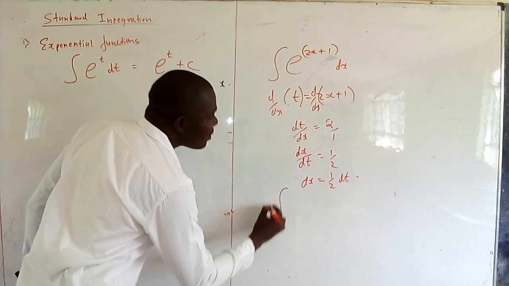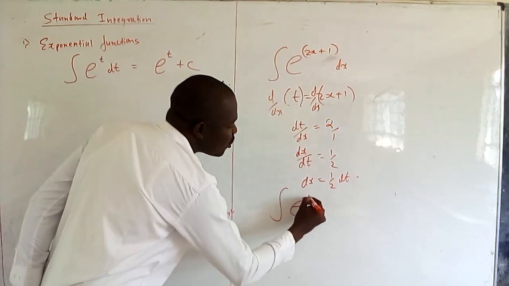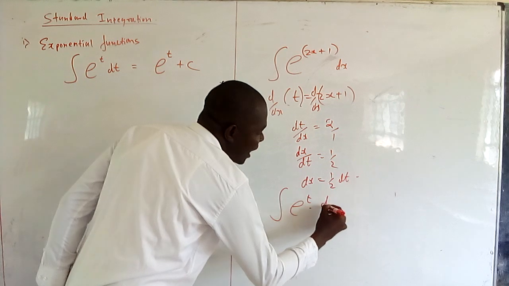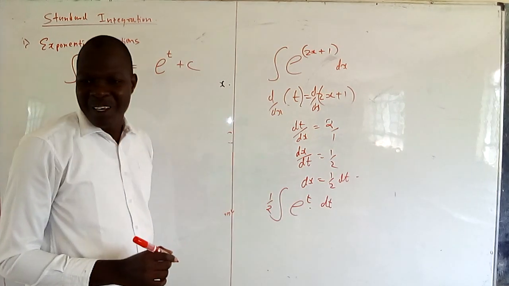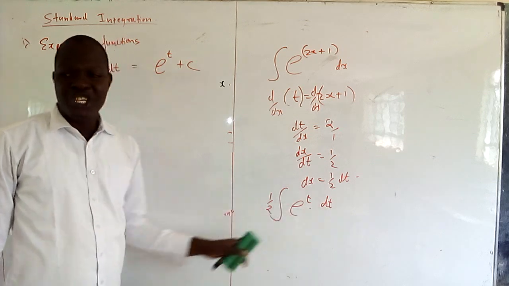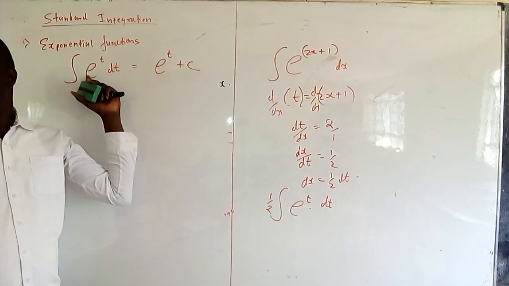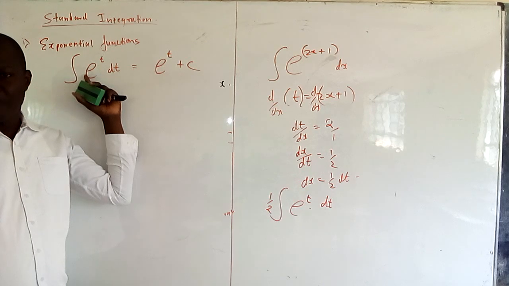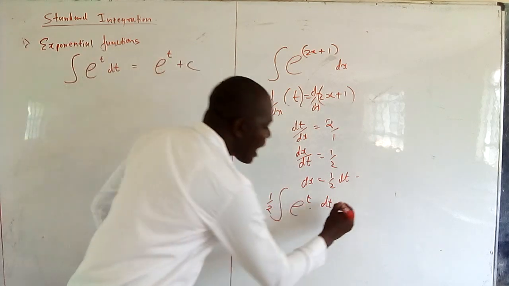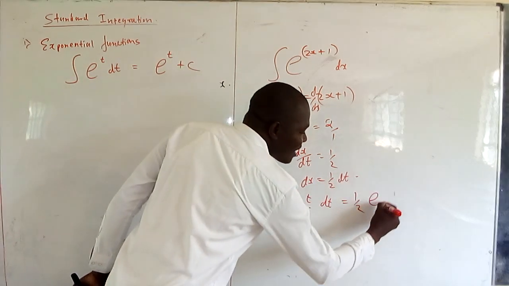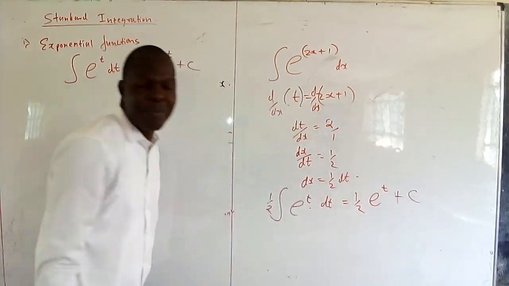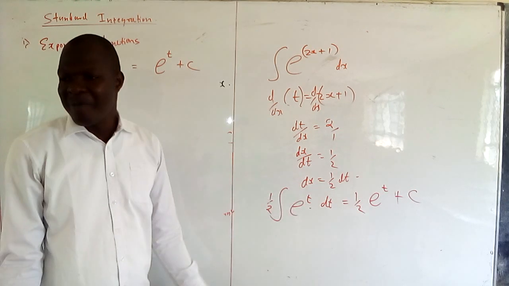So what do we end up with? We end up with e^t, and where there is dx, we have a half dt, but a half can be factorized outside. You see we are now integrating e^t dt, the standard form of an exponential integral. So we have our half, which is a constant, outside. If you integrate e^t, you just get e^t, then at the end you have the arbitrary integration constant if you don't have the limits.